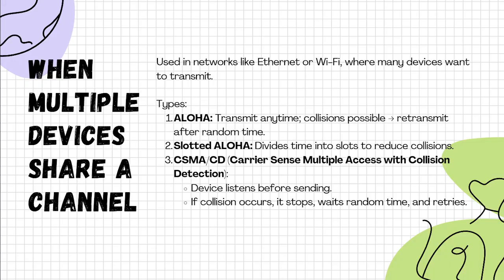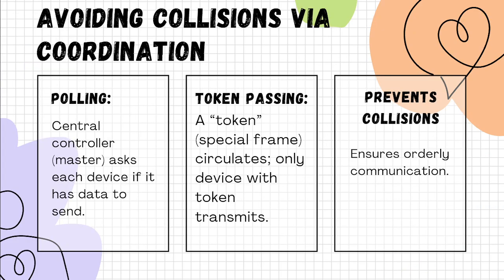Okay, so let's move on to the next one. This is the taking turns protocol. Instead of letting everyone talk at once, some systems make devices take turns. These are called taking turns protocols. The first one is polling, where a central controller asks each device one by one if it has data to send. Then the central controller grants permission.